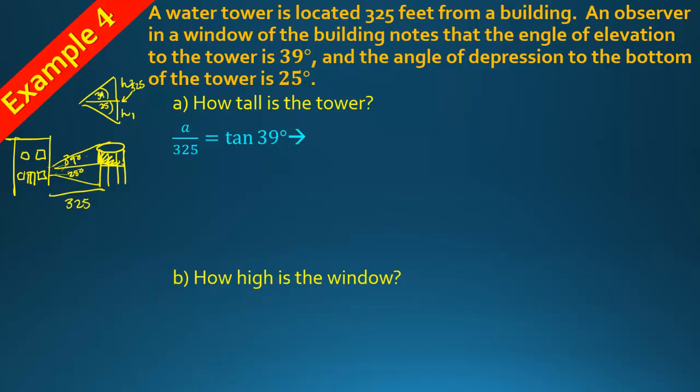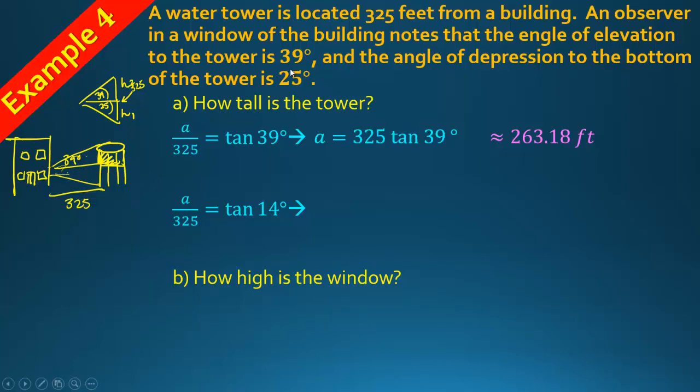So we go ahead, set it up, and solve for A. That's going to give you about 263.18 feet. You do the same with the angle of depression. And I actually set it up wrong, so forget that that's 28. Let's say that that's 14. I don't know how I saw 14 for that.